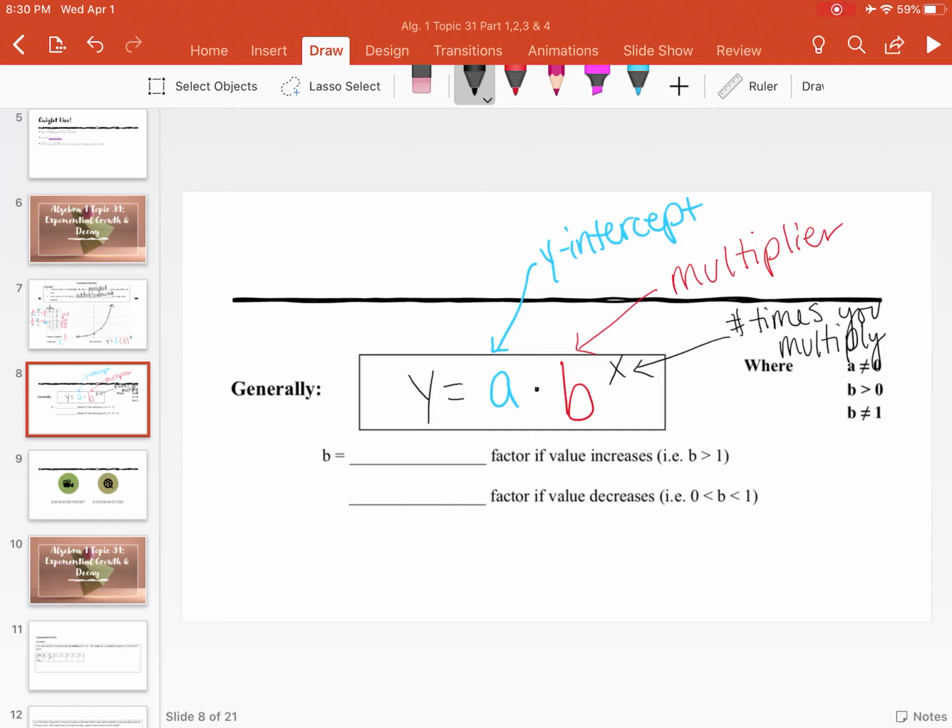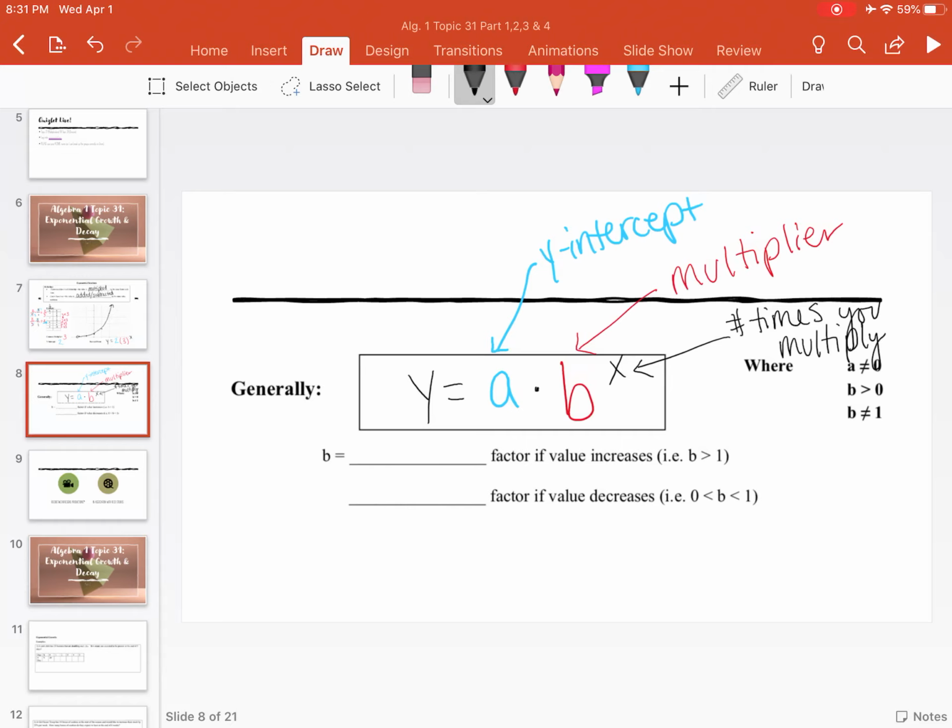Now notice here on the side I have some conditions. A cannot equal 0. If we think about the alternative case, what if a did equal 0? Well, if a equals 0, and we plug in 0 for a, then we would end up with y equals 0 times b to the x. Now 0 times anything is 0, so we would end up with just y equals 0, which would be a line, a horizontal line at our x-axis.